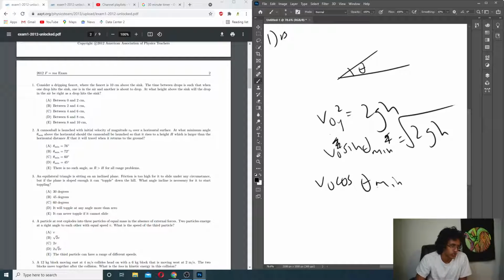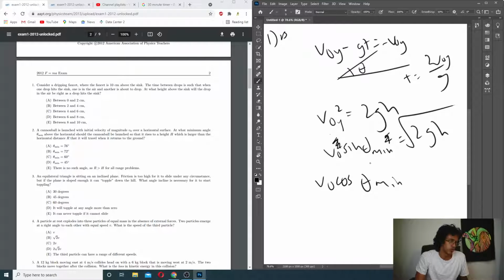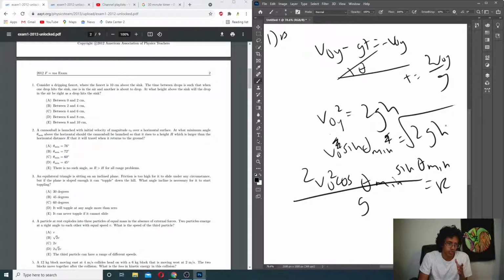Then we need to find the time it takes. So that shouldn't be that hard. Well, basically you have v0y, because it goes to a horizontal surface, so it starts at v0y and then it ends at negative v0y, right? So v0y minus gt is equal to negative v0y, which is why your t is just equal to 2 v0y over g, which gives you that 2 v0 squared sine theta min cosine theta min over g is equal to our horizontal distance r, right? So this is r, and this is capital H.